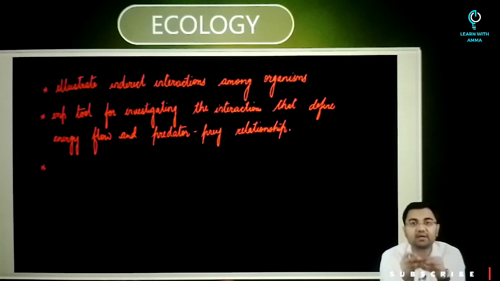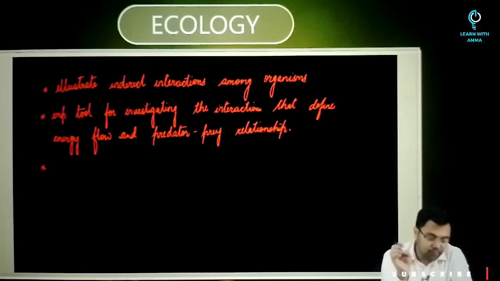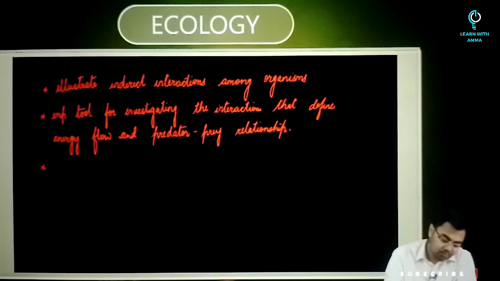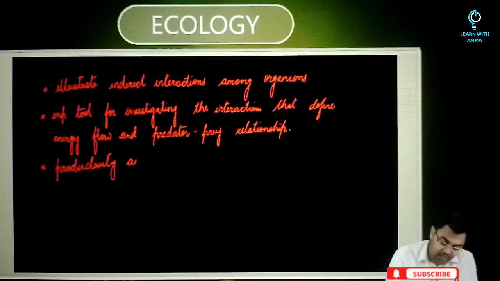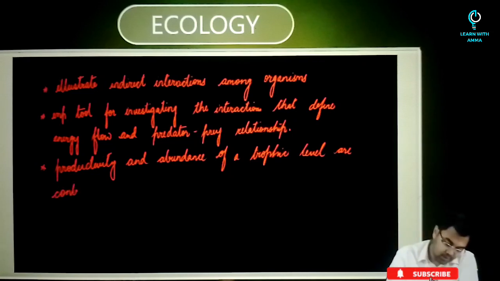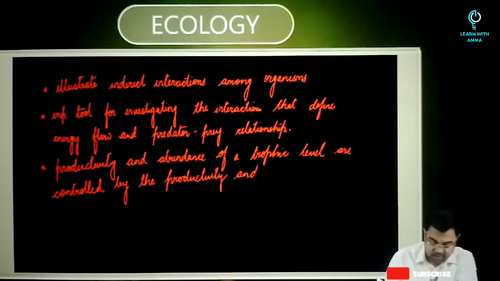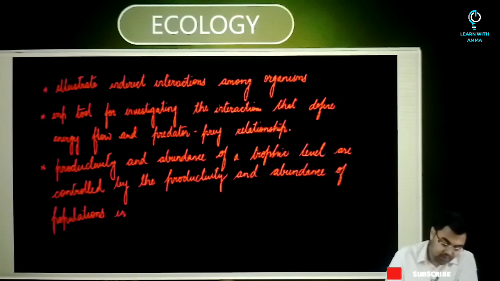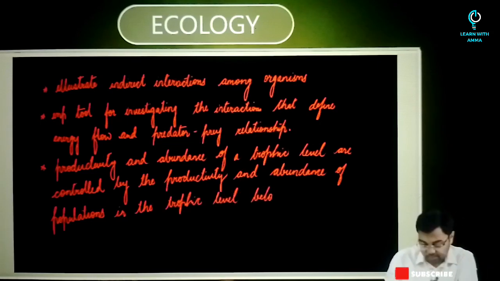So you can just make a note of this point as well, that a food web suggests that the productivity and abundance of a trophic level are controlled by the productivity and abundance of populations in the trophic level below them.